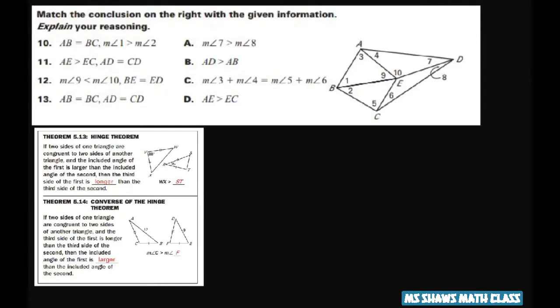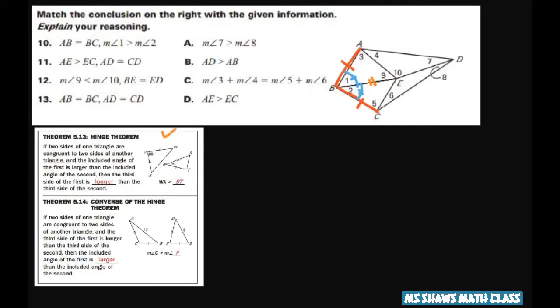We have AB equals BC. So these two sides are congruent. We have the measure of angle 1 is greater than the measure of angle 2. So this is bigger. So that means, since this is the reflexive property, BE is congruent to itself.